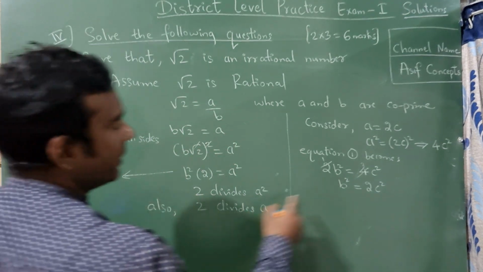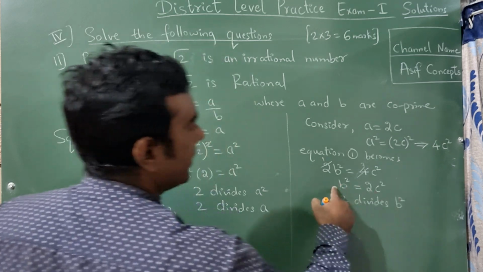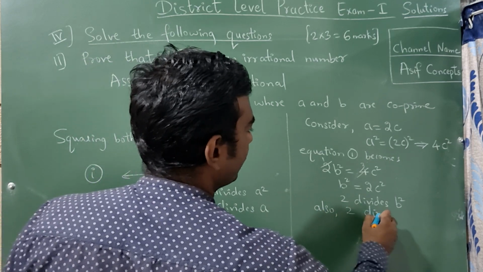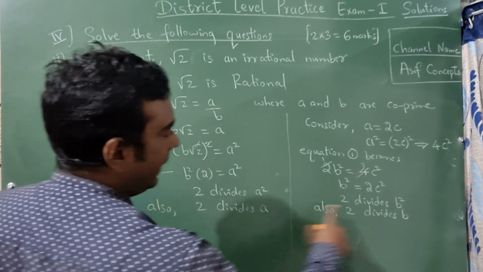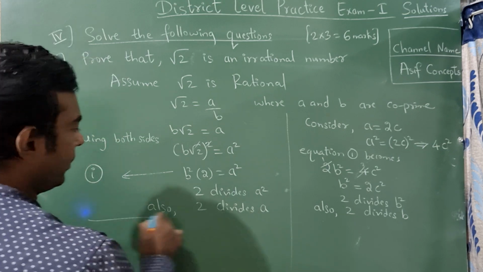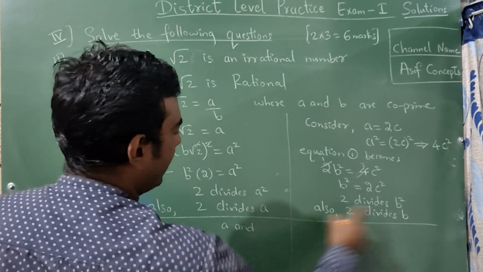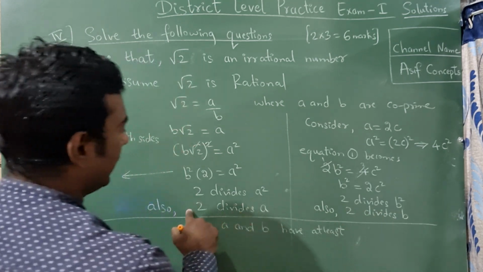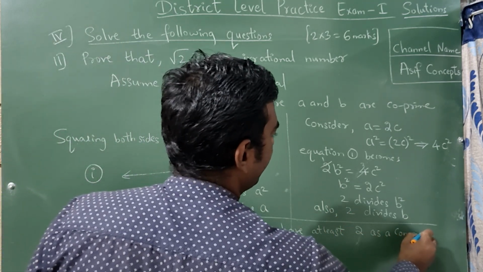Same like how I have written here. Here also 2 divides B square. Also 2 divides B. Now here there is an A and there is a B. A and B have at least, here also 2, here also 2, so 2 as a common factor.